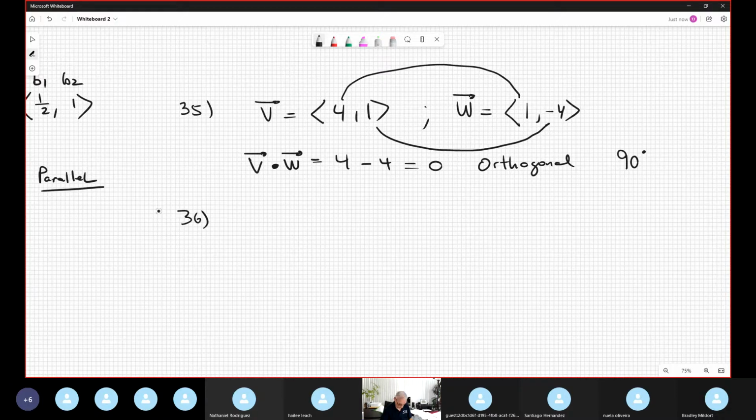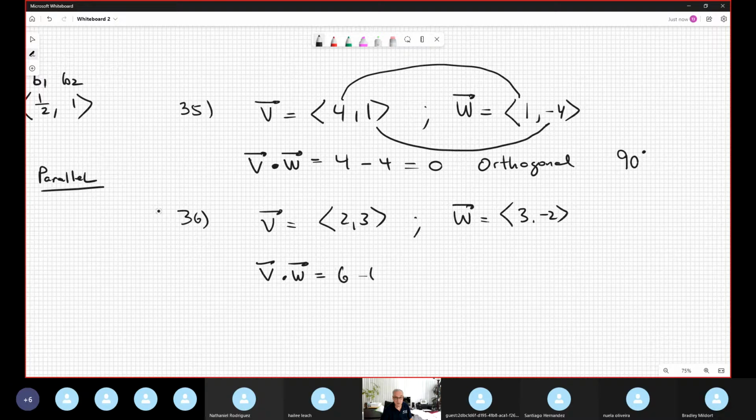36. 36 is a vector B, is 2, 3. And W is 3, -2. Again, let's try the dot product. B dot product W is 6 minus 6 is 0. Again, orthogonal. 90 degrees.